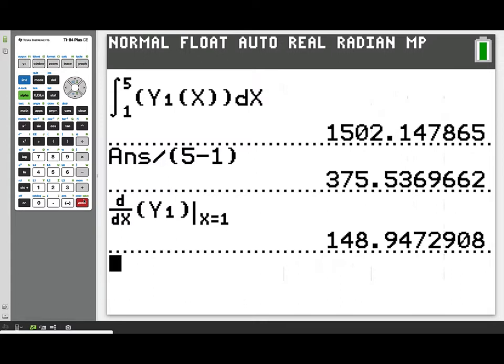Now when we calculate that number, we get 148.9472908. We weren't actually asked for that number. We're asked, is the rate increasing or decreasing? Because that derivative is positive, we know that the rate is increasing.